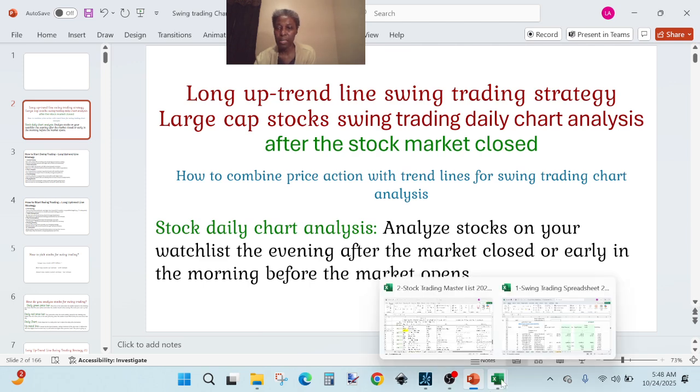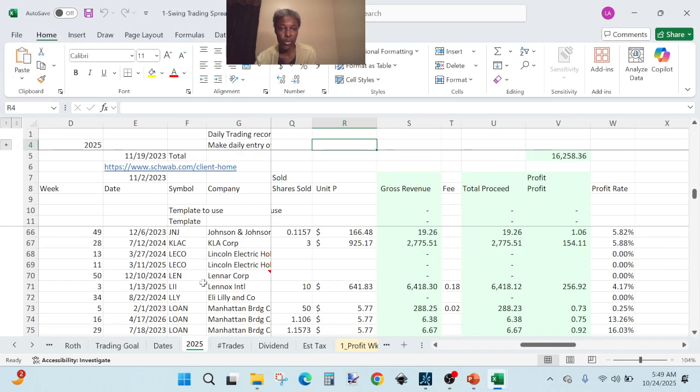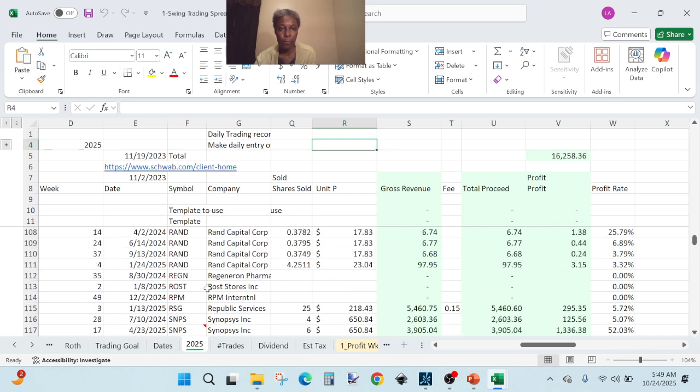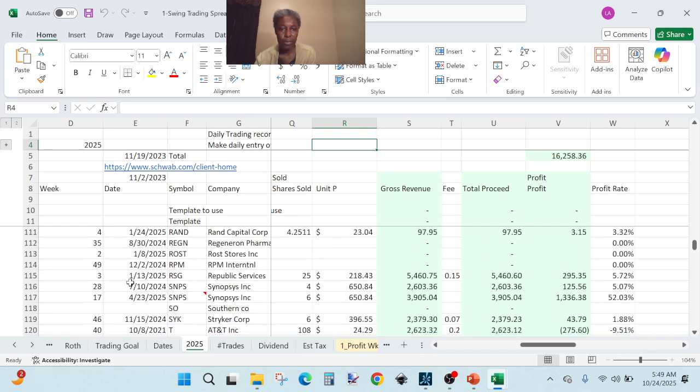And let's take a look at RSG. We purchased RSG but not SO. So let's see how much profit we made from RSG.